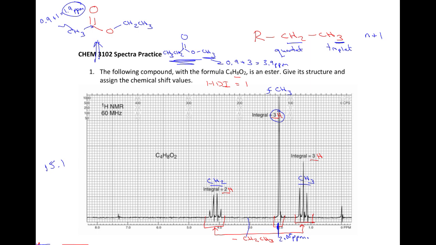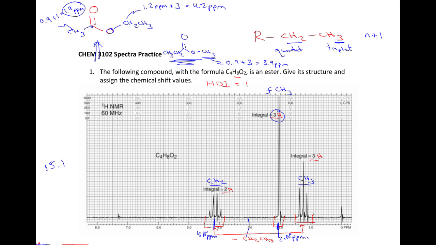Over here for this methylene, a methylene usually comes out around 1.2 parts per million, but we have to add 3 to that because it's next to an oxygen of an ester. So that would give us 4.2 parts per million, which seems reasonable because this peak here, the quartet, comes out at maybe around 4.15 parts per million. That looks pretty good to me.